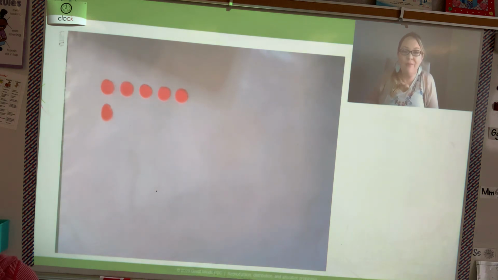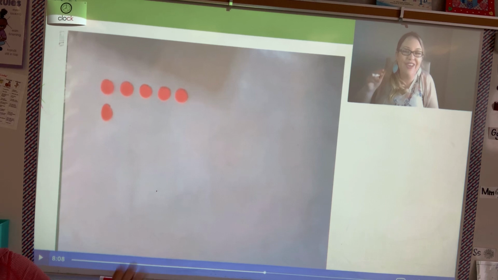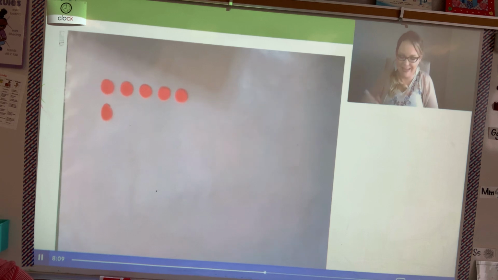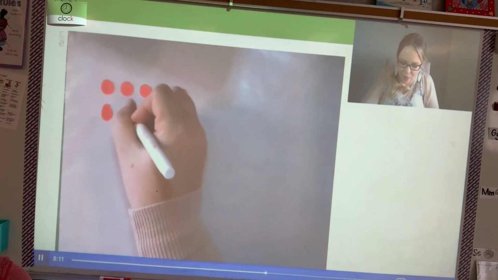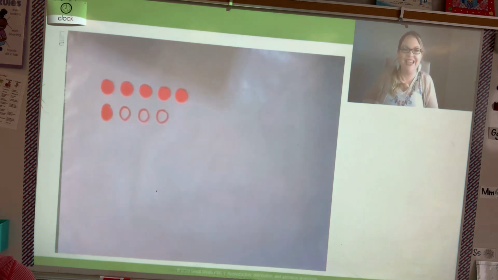Now let's draw the number of beads her friend gave her using empty circles. How many beads did her friend give her? How many? Show with your fingers. How many beads did her friend give her? 3. 1, 2, 3.